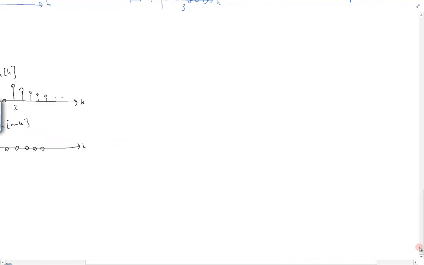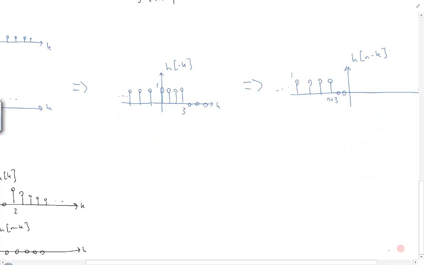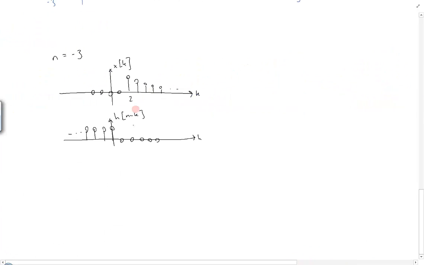Because remember that our h of n minus k has its first point over here at n plus 3. So when n is equal to negative 3, this whole thing is at 0. It starts at 0. So this is the picture that we're going to be looking at. And remember, again, what we're trying to use is the summation from k equals minus infinity to infinity of x of k times h of n minus k. So this is the general definition for y of n.